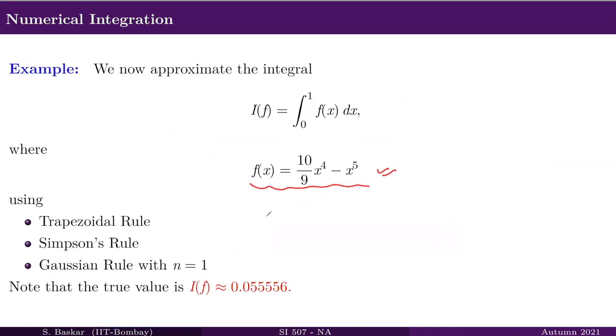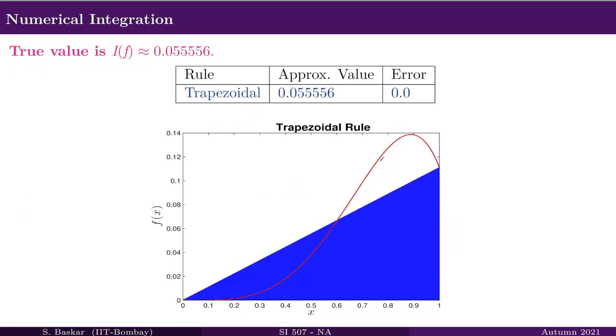If you do the direct integration, you can see that the integral of this function over the interval 0 to 1 is 0.055556, and graphically the function f is shown in the red solid line, and the trapezoidal rule is getting us the area under this line, which is shown in blue color. You see, in this particular example, the trapezoidal rule gave the exact result. The exact result is 0.055556, and what the trapezoidal rule gave, even that gave the exact value, right?